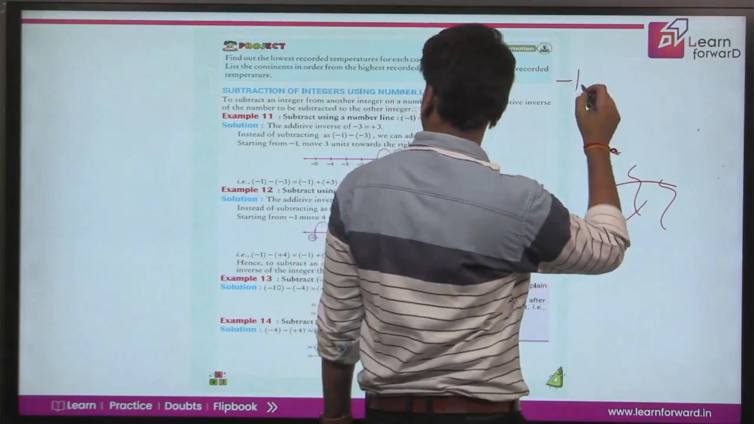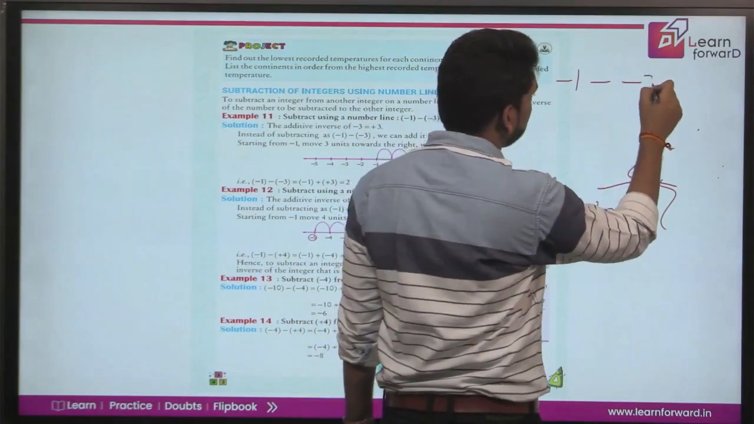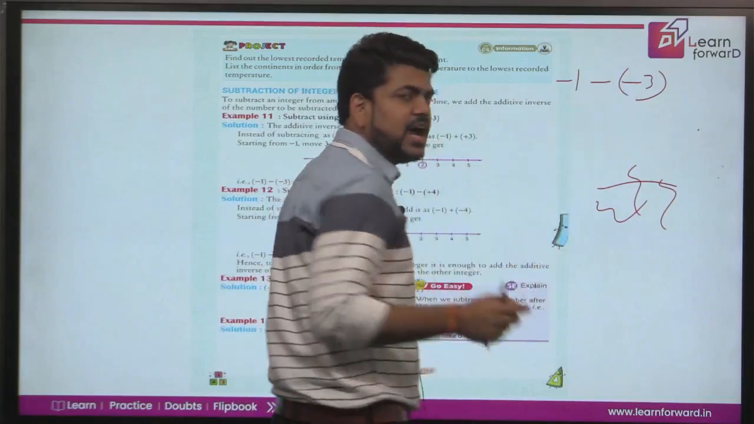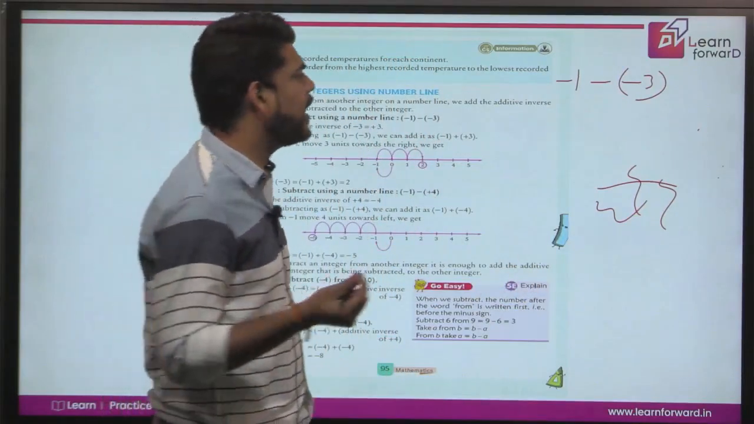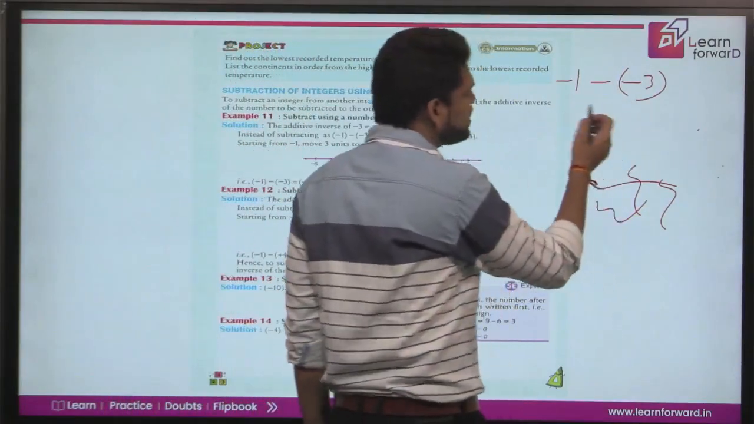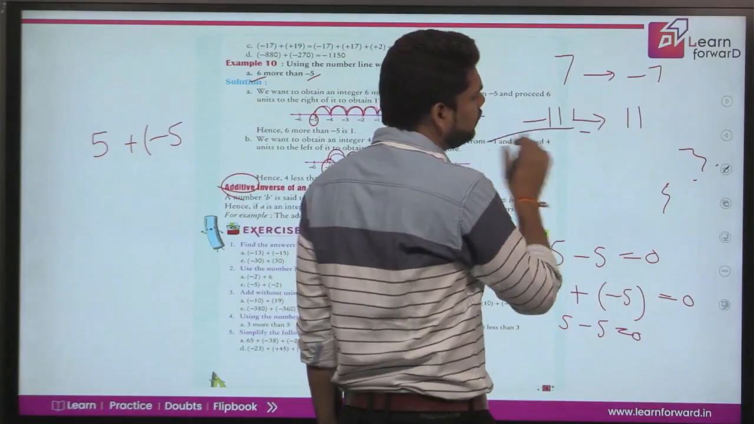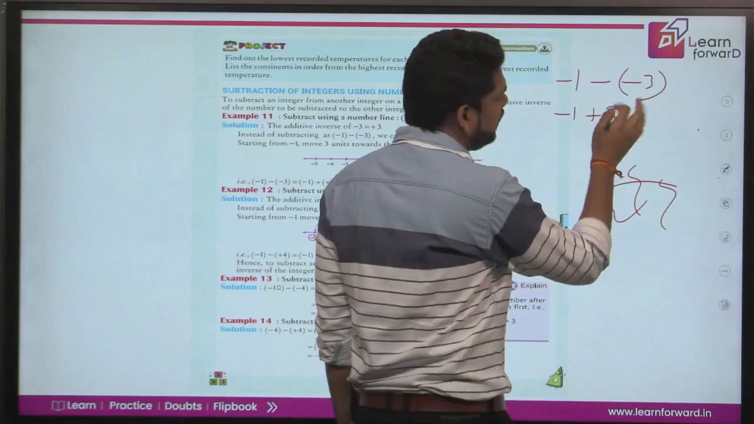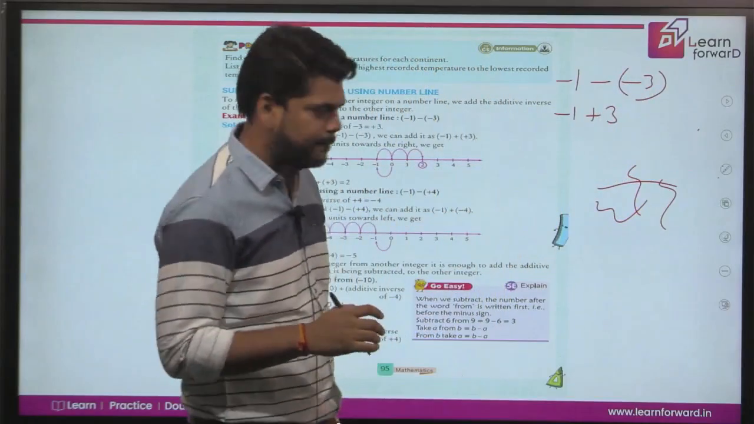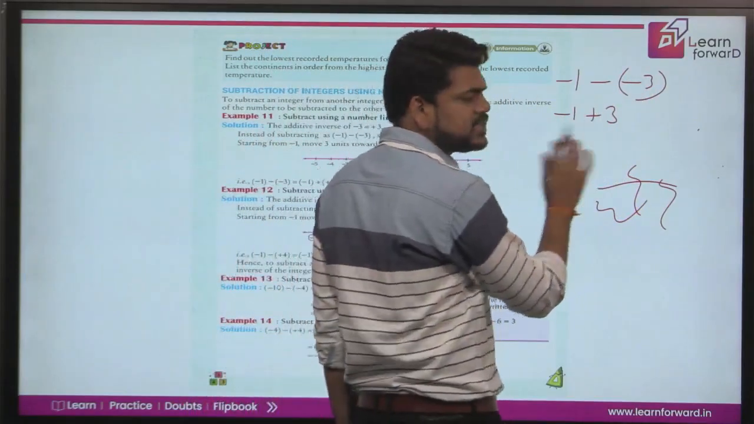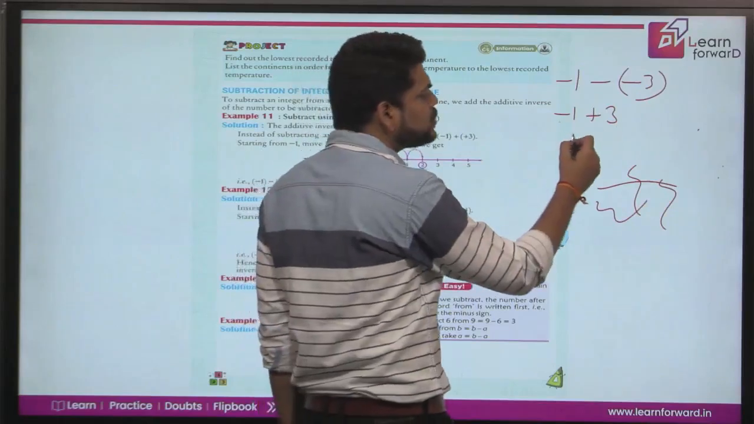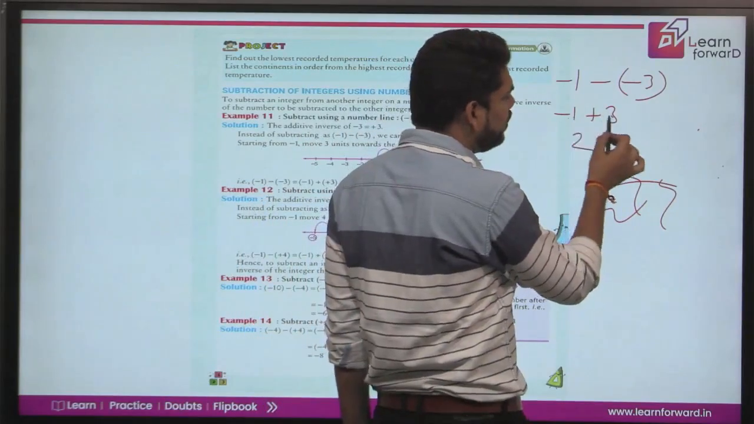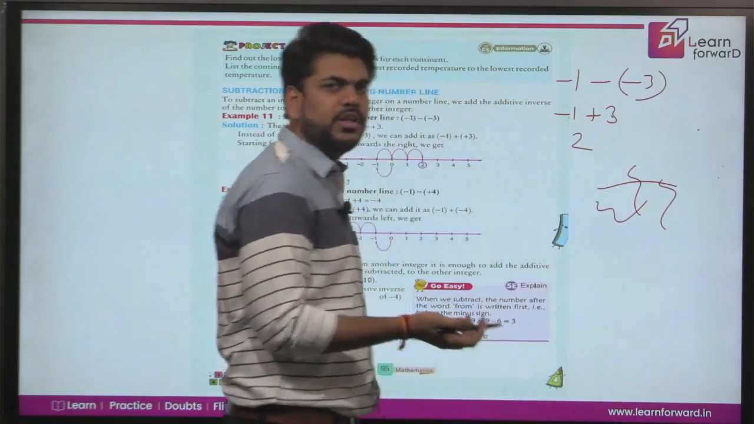Minus 1 minus minus 3. Fine. Minus minus, I told you whenever we want to open the bracket and the signs are same, minus minus, we write minus 1 plus 3. Minus minus plus. Now plus minus, minus, 3 minus 1, 2. Sign of which number is greater? 3 is greater than 1, 3 is positive, the answer will also be positive.